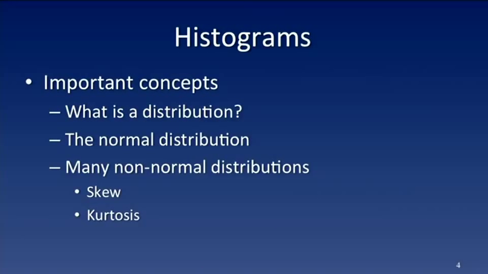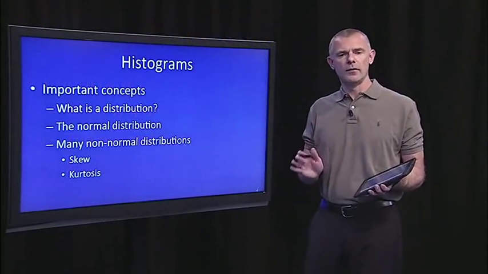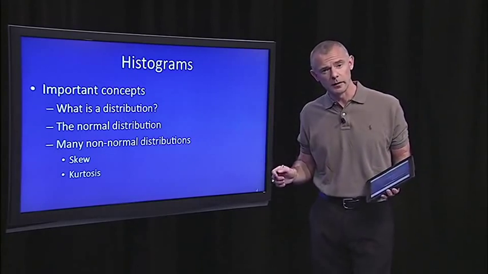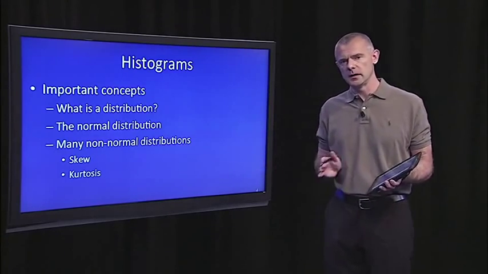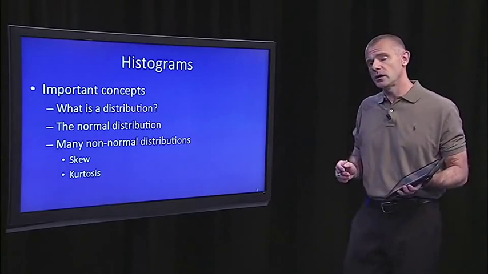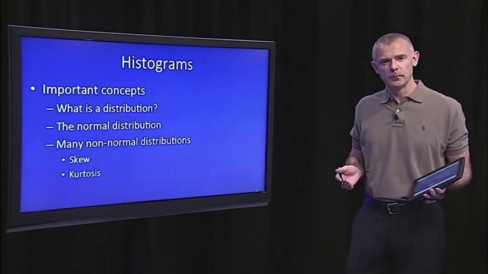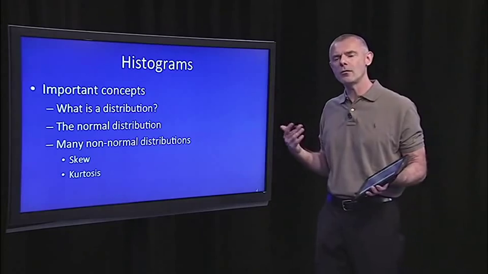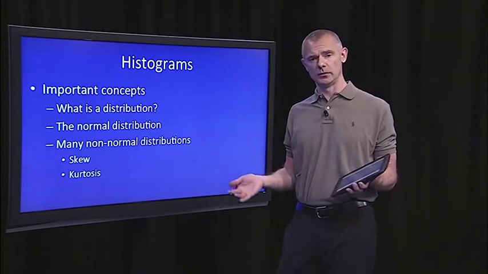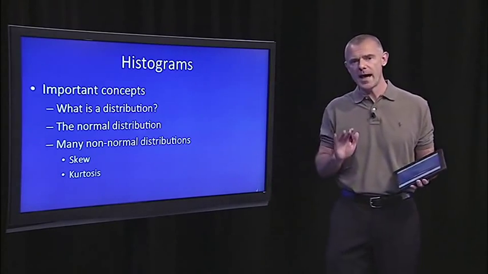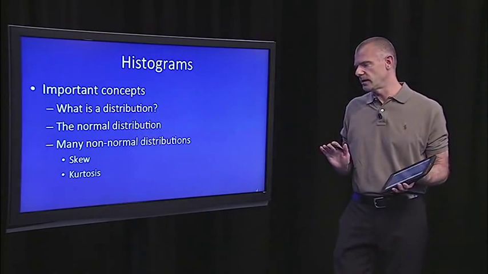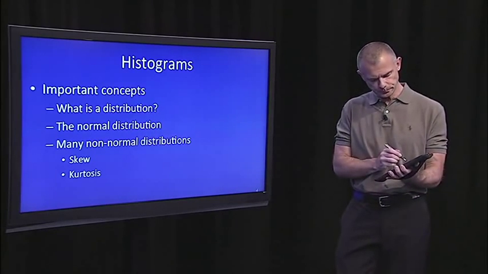You'll see the normal distribution, or bell curve, repeatedly throughout this course. But that doesn't mean that all variables are distributed normally. There are lots of variables in nature and in psychology that aren't normally distributed. So we need to know how to spot non-normal distributions. And for that, I'll talk about the idea of skew and kurtosis.